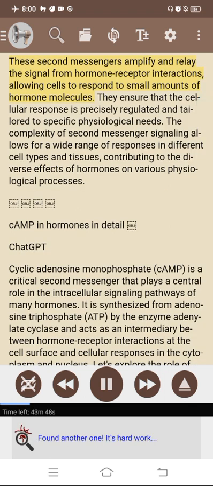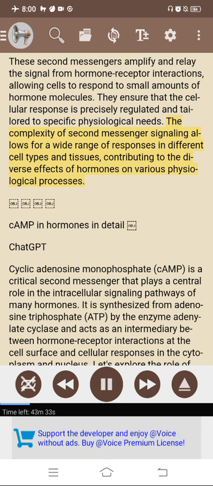These second messengers amplify and relay the signal from hormone receptor interactions, allowing cells to respond to small amounts of hormone molecules. They ensure that the cellular response is precisely regulated and tailored to specific physiological needs. The complexity of second messenger signaling allows for a wide range of responses in different cell types and tissues, contributing to the diverse effects of hormones on various physiological processes.